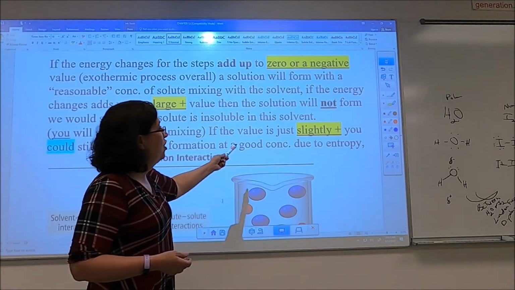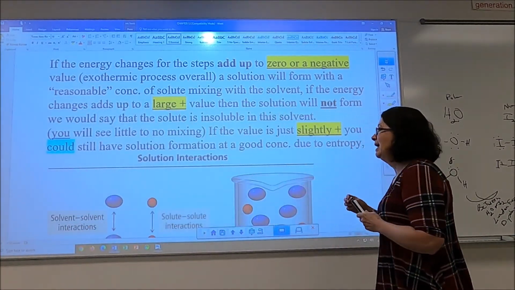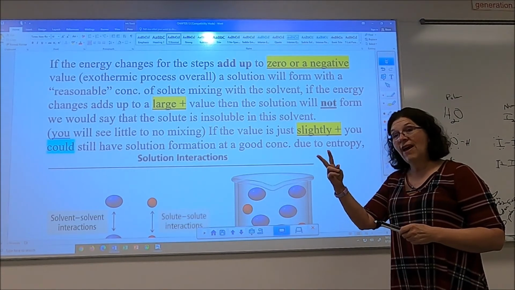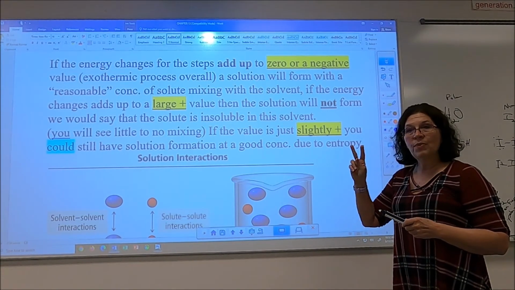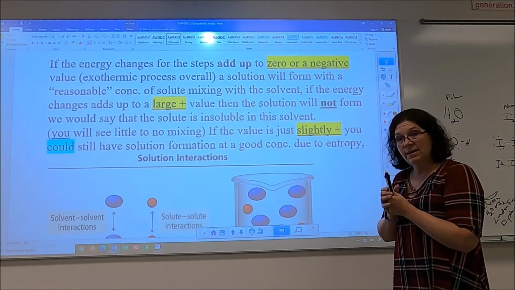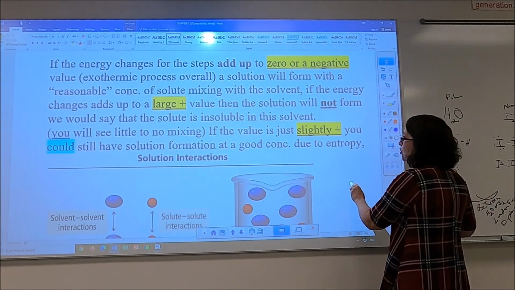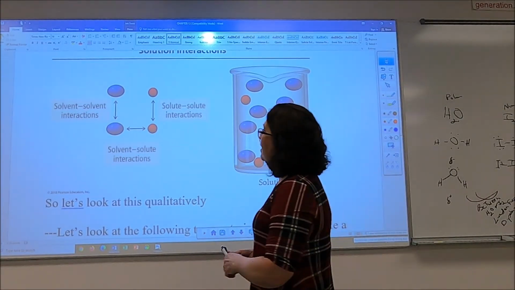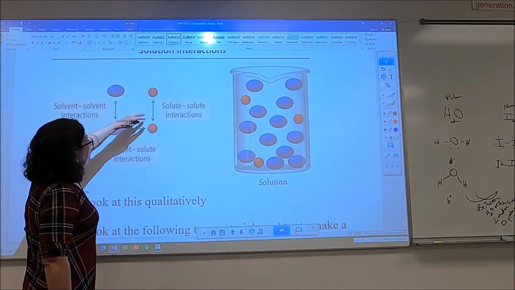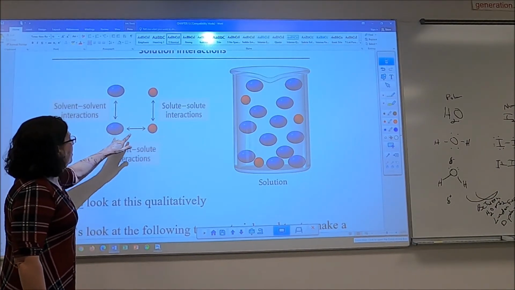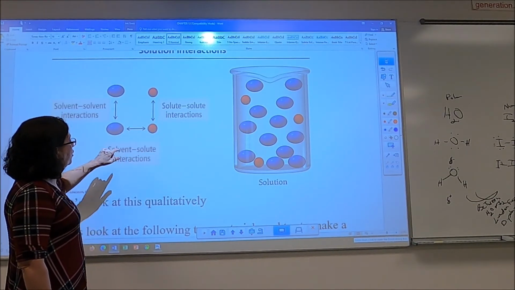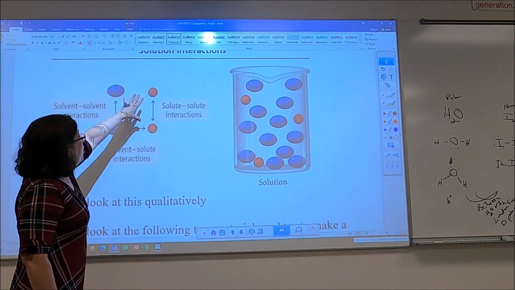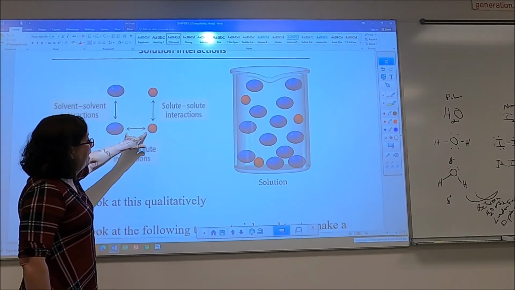If the value is just slightly positive, slightly endothermic, you still could have good mixing, because remember our second factor is entropy, and entropy always increases when you mix things. So we have those two factors. Now thinking about it pictorially, we have solvent-solvent interactions, we have solute-solute interactions, and then we're going to have solute-solvent interactions. We want this interaction to be about as good or better than these so that I can get good mixing.